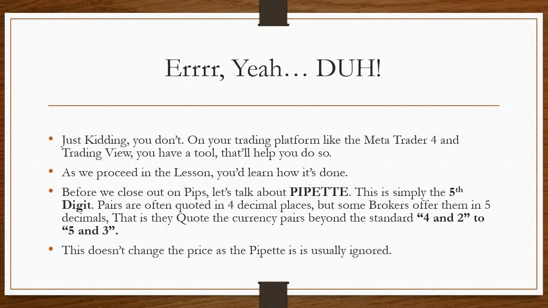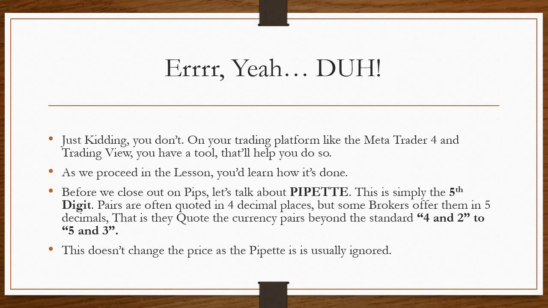So when you're doing your calculation, you ignore the pipette, pretend it's not there. So if the value is 1.6798, just take that 1.6798. Don't go taking that approximated number or that index number. They ignore it. So the pipette is to be ignored because it doesn't change price and it is often ignored.